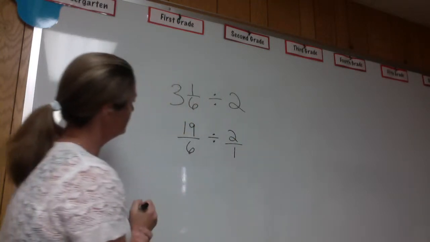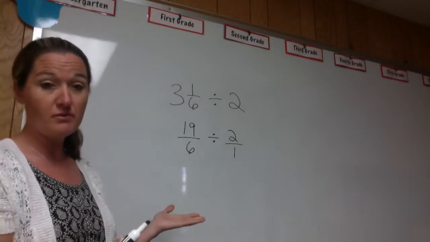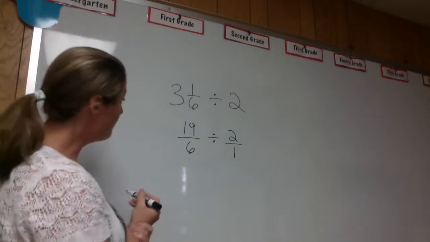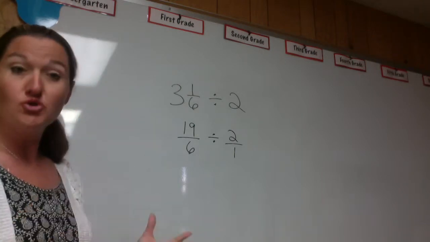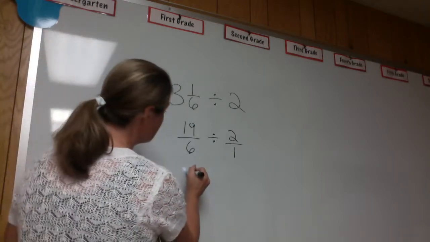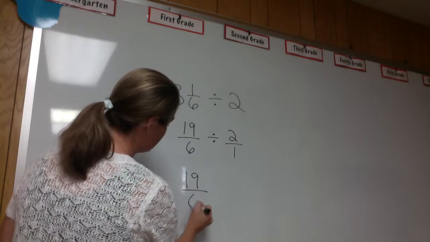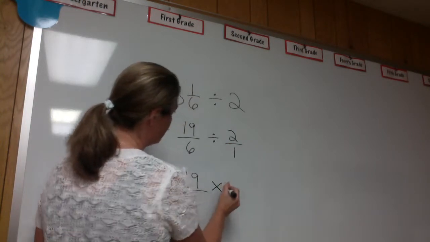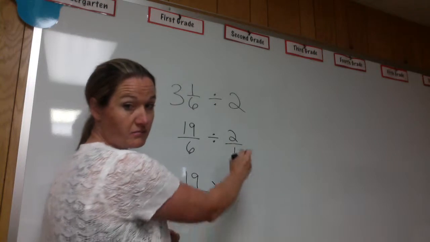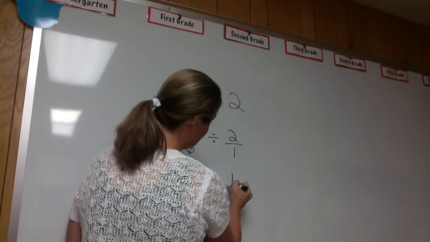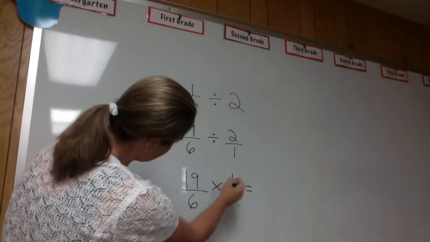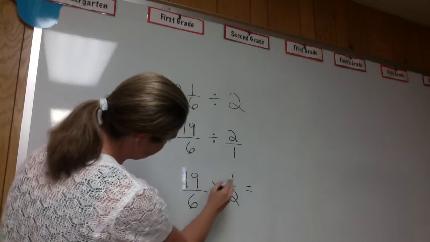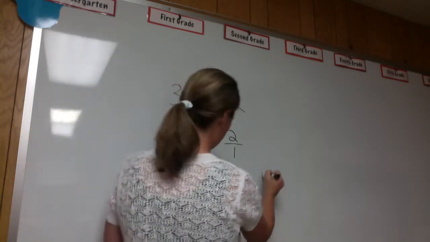Now I've rewritten it, making them improper fractions. My next step is to rewrite the equation and turn it into a multiplication sentence. So 19/6 stays the same, times, now what do I need to do? Do the reciprocal of 2/1, which is 1/2. Now I can work this out. Can I simplify ahead of time? 19 and 2? No. 1 and 6? No. So I just need to multiply.